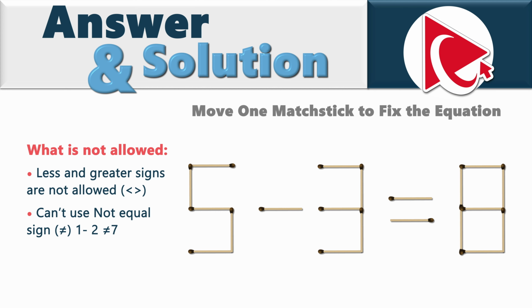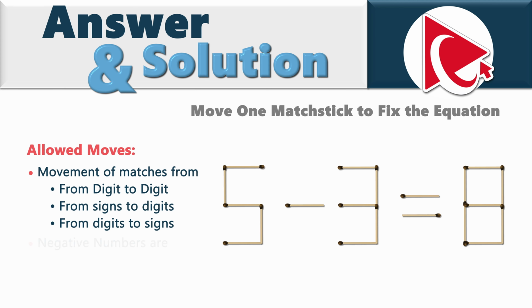Wouldn't it be easy to just change the equal sign into a greater sign and say 5 minus 3 greater than 8? Or to move pretty much any matchstick and make a non-equal sign, and you wouldn't run out of options. You might be asking then, what moves are allowed? And there are a few. Movement of matchsticks from digit to digit, from sign to digit, and from digit to sign. Also, negative numbers are allowed. With that in mind, let's solve this equation.